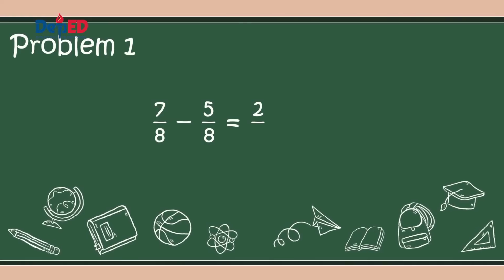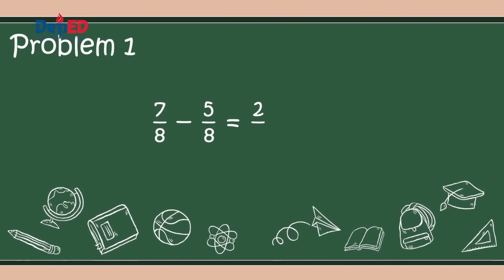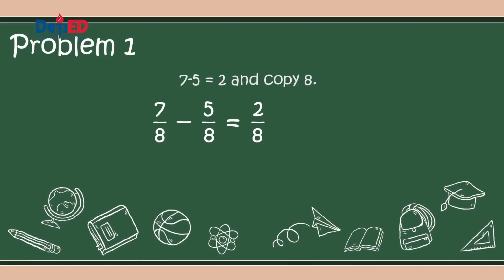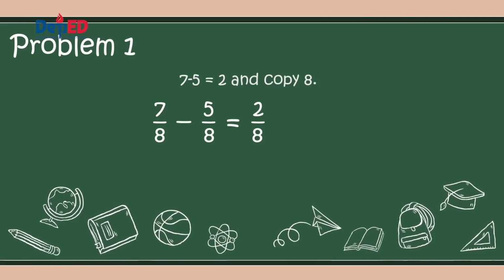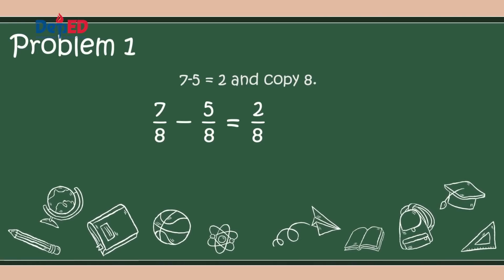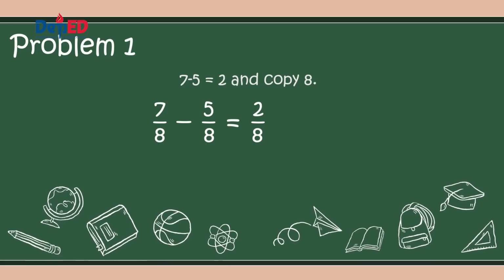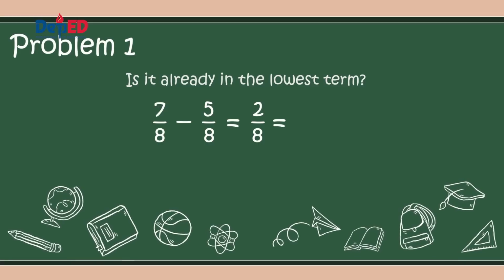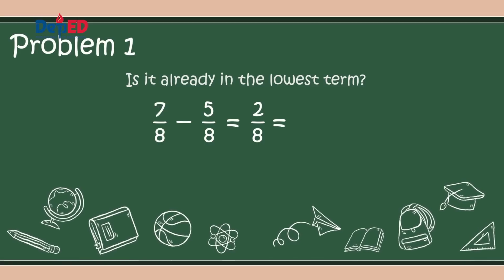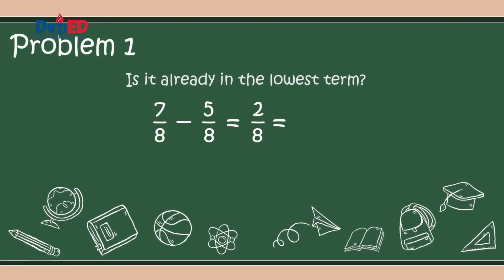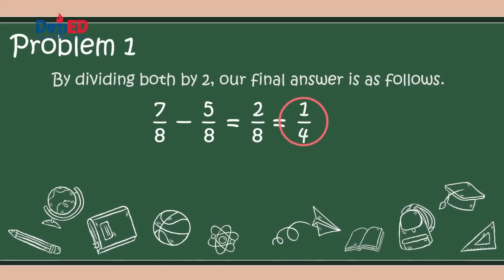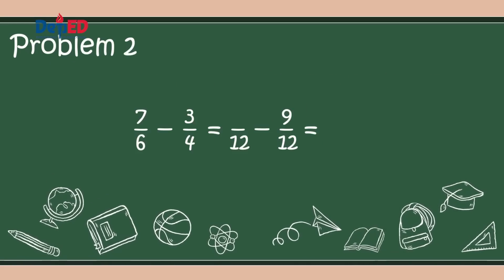Number 1. In subtracting similar fractions, just subtract the numerators and copy the common denominator. 7 minus 5 equals 2, and copy 8. Is 2 eighths already a lowest term? No. What is the GCF of 2 and 8? Yes, by dividing both by 2, our final answer is 1/4.